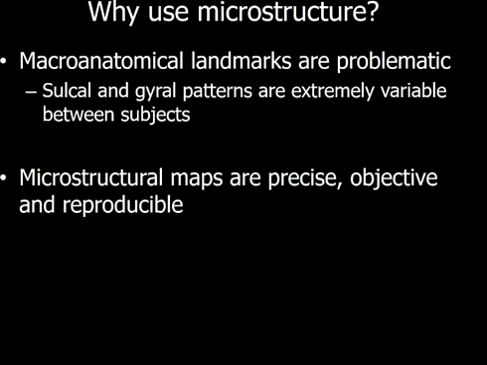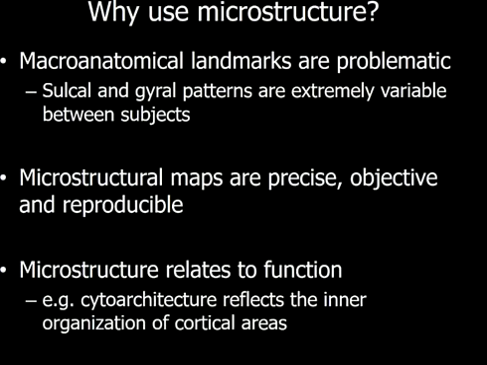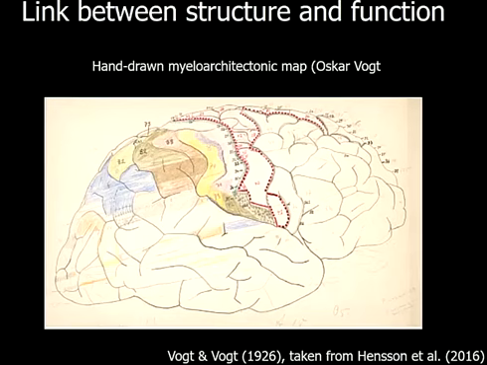Microstructural maps, on the other hand, are arguably much more precise. They're arguably objective, and they're arguably reproducible. You can decide for yourselves whether you agree with that. You have to agree with this because it's true. It relates to function. That is, the fact that there is an organization of neurons in the brain has something to do with what they're doing. That isn't to say that it's the be-all and end-all, but it relates strongly to the function of different brain areas. And I'm going to give you a few examples of that.